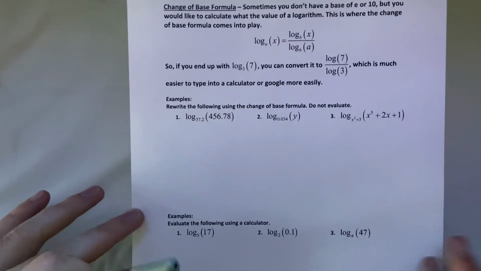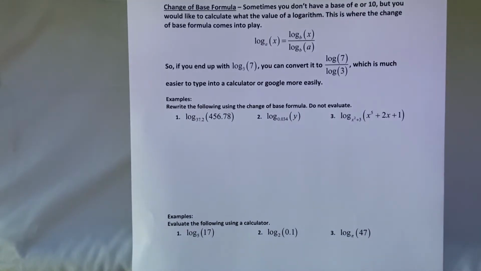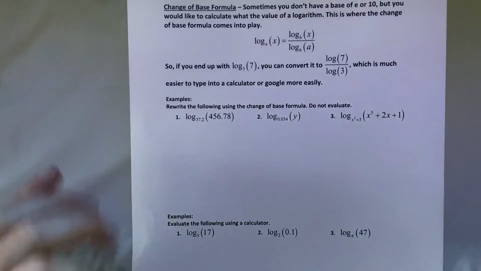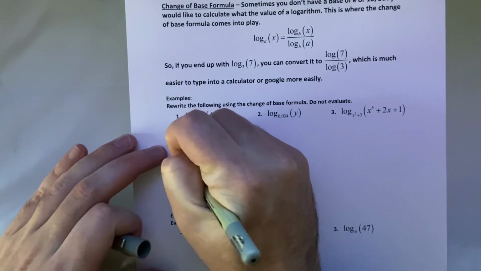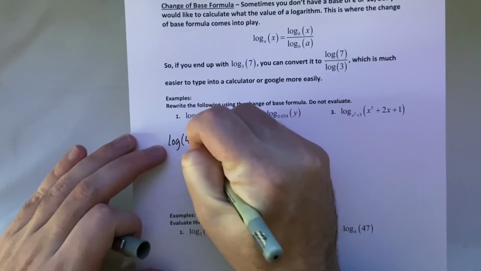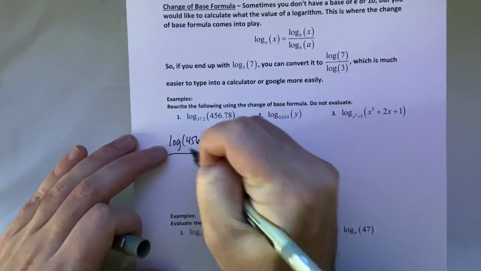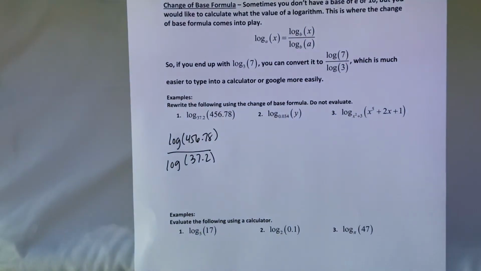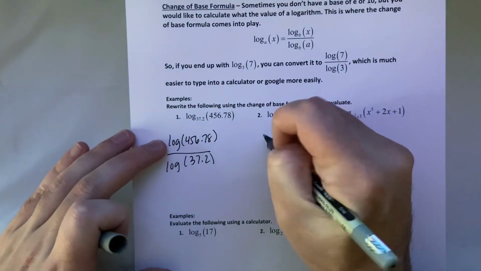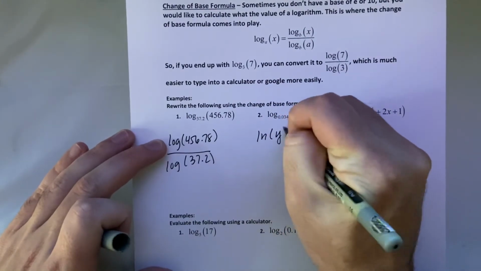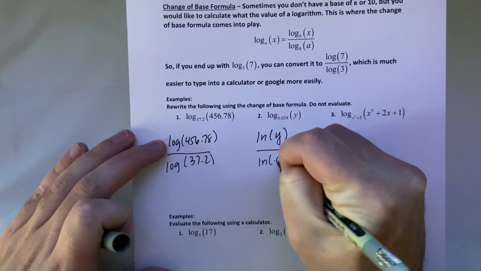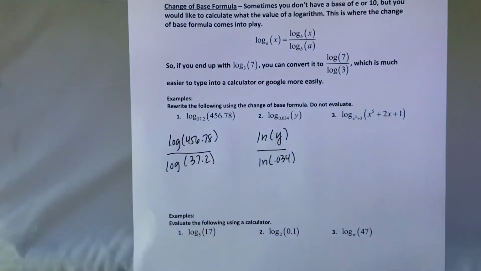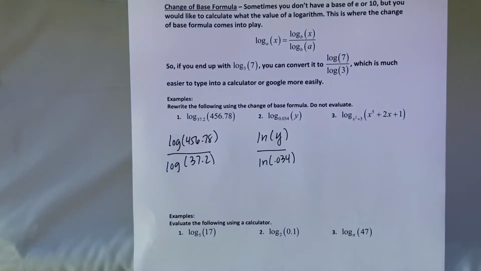So if we're just rewriting these without evaluating, the log base 37.2 of 456.78 can be rewritten as the log of 456.78 over the log of 37.2. And besides that, we can also use the ln. We'll do the ln on the next one. Log base 0.034 of y, if we wanted to use ln, it would just be the same thing. The ln of y over the ln of 0.034. So the base of your old logarithm always goes in the denominator.